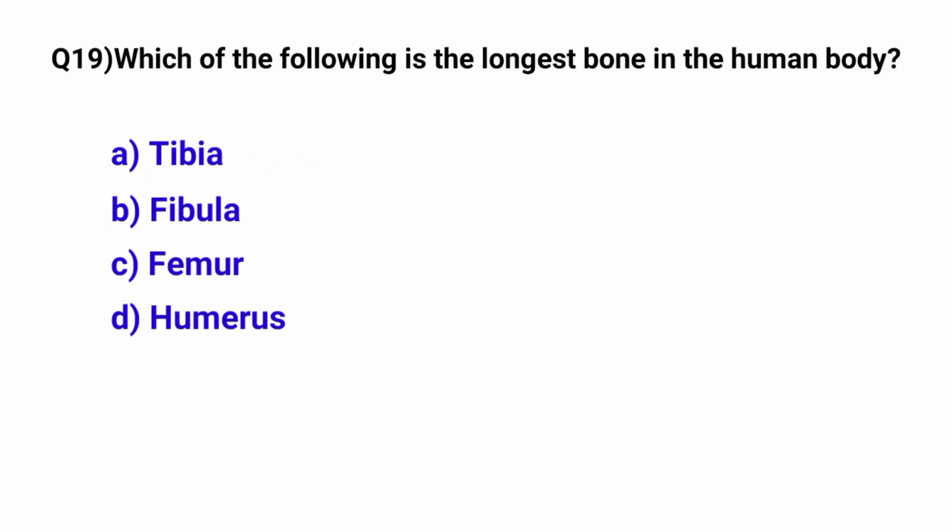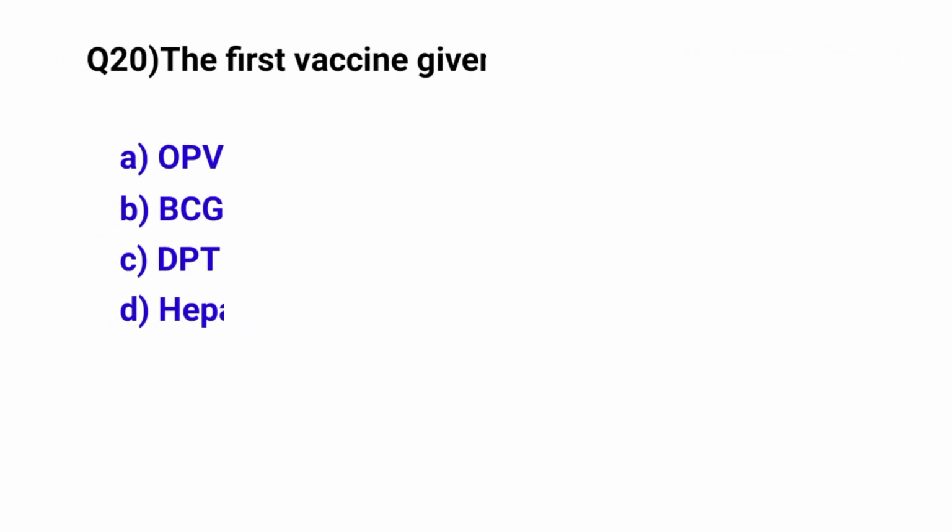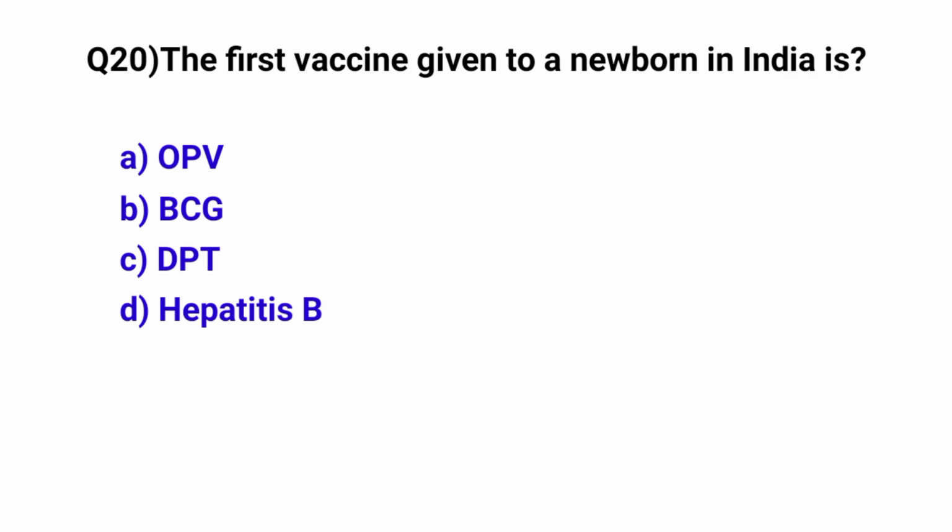Question number 19. Which of the following is the longest bone in the human body? The correct option is C. Femur. Question number 20. The first vaccine given to a newborn in India is. The correct option is B. BCG.